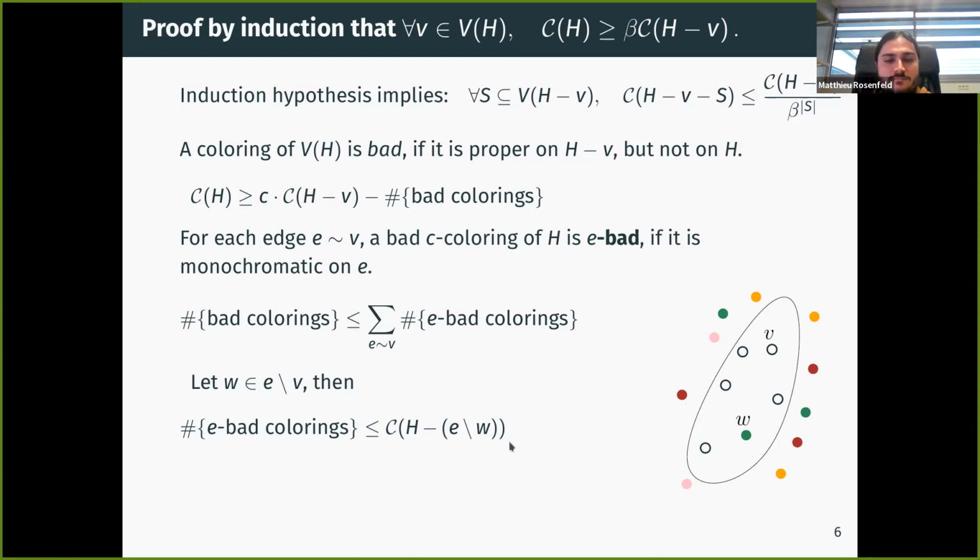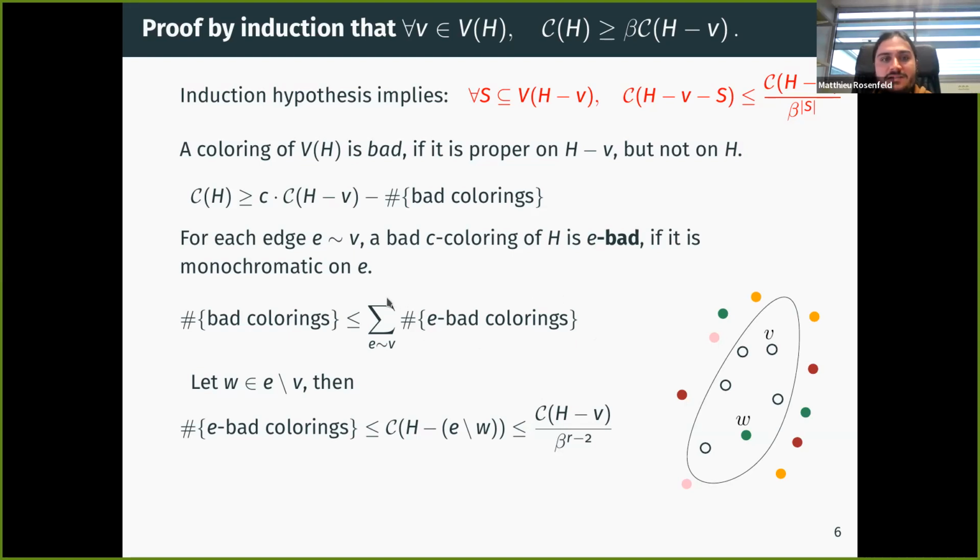So look at this. This is the number of colorings of H minus V minus R minus 2 vertices, right? E is an edge, so if I remove W and V from E, I notice this is of size R minus 2. So if I use my induction hypothesis, this means that the number of colorings of this is at most the number of proper colorings of H minus V divided by beta to the R minus 2. Now I have a bounded number of E-bad colorings, so I can try to use this to bound the number of bad colorings.